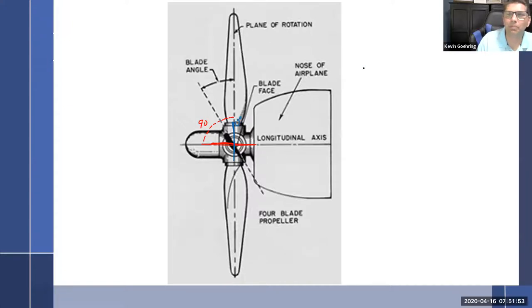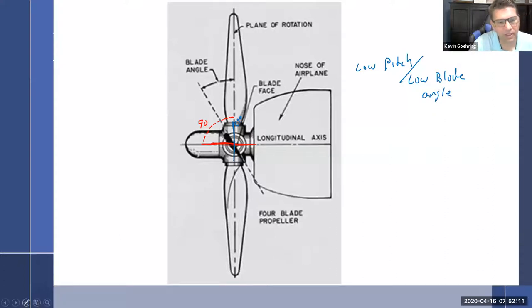So in the blue, I would have low pitch, which is the wrong word, low blade angle. All right, and then I'll switch back to red. And in the red, what I'm looking at right here, it's often said, well, it's actually technically, if it's all the way in that 90 degree, it's in the feather position.